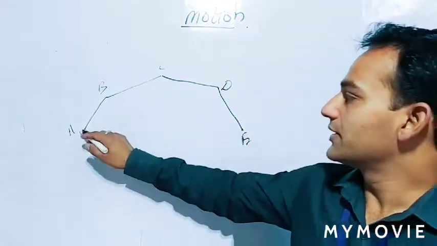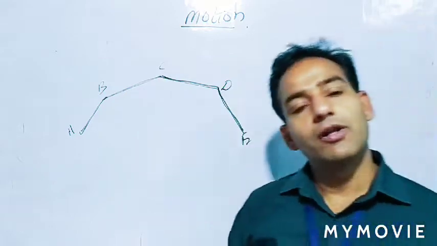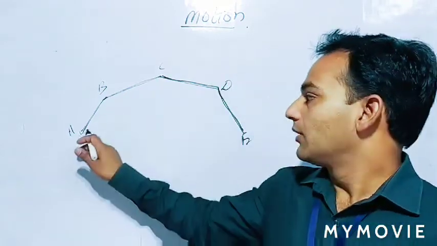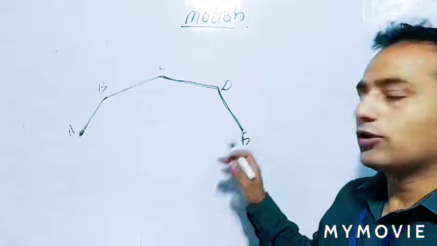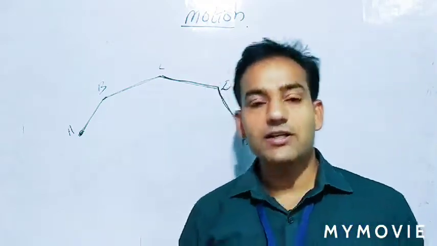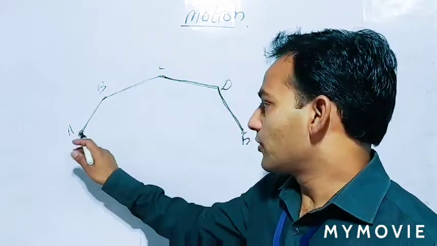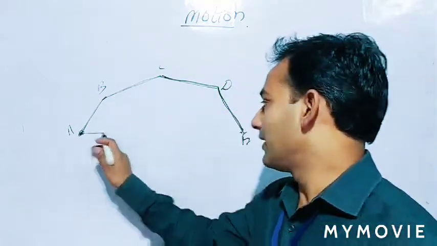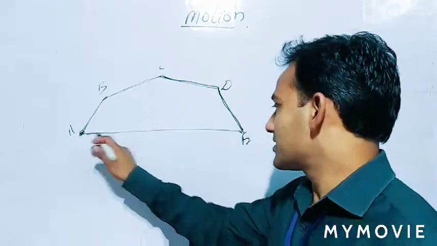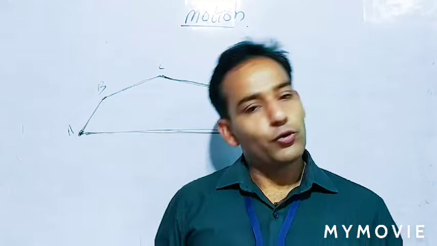Okay, so this distance AB plus BC plus CD plus DE will be the total distance from point A to E. But if we talk about displacement, displacement is the shortest distance between 2 points, or we can say the perpendicular distance between 2 points will be called displacement. Okay, so from point A to point E we will have one straight line, and this line is called the displacement between 2 points.